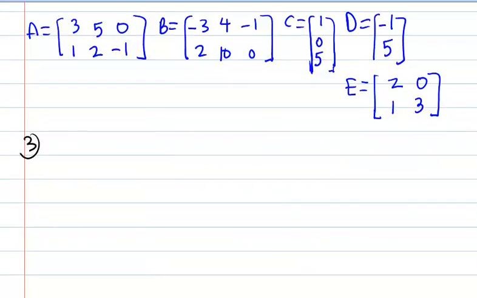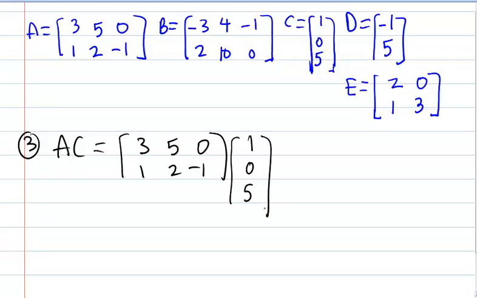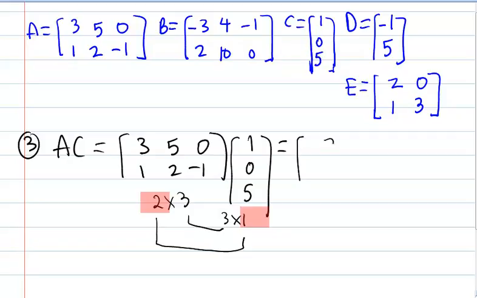Problem 3, I'm going to take the product AC. So I first want to look at that dimension check and see if I can even take the product. Okay, so dimension check here. I have A again is a 2 by 3. C is a 3 by 1. So they match up, which means I'll be able to take this product. And what size is the product? That's the outer dimensions. 2 rows, 1 column. 2 by 1 is going to be my answer.